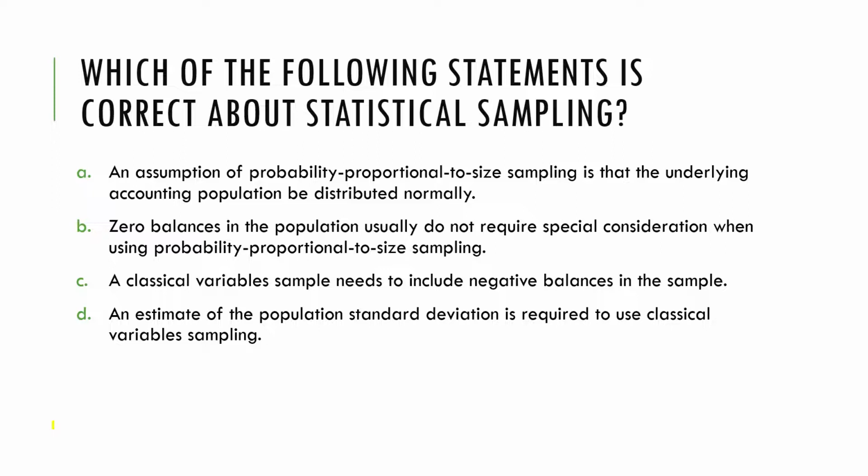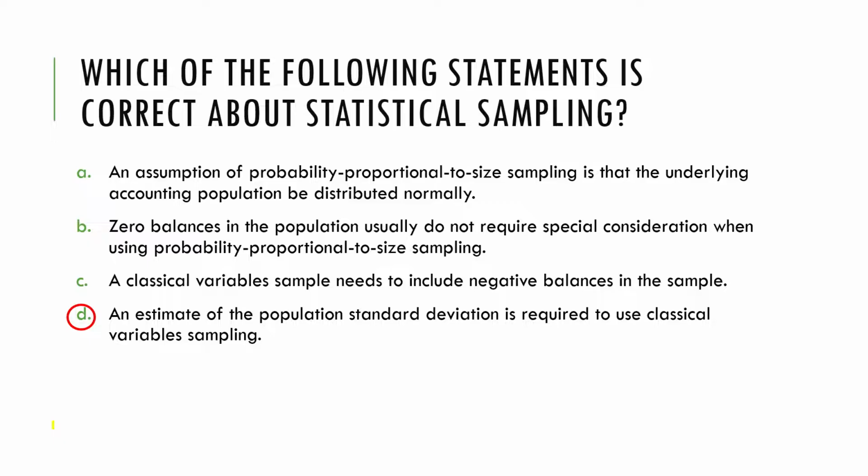Letter C, a classical variable sample needs to include negative balances in the sample. Okay, classical variable sample means to say not using PPS, assuming there's a normal distribution, those things. Or letter D, an estimate of the population standard deviation is required to use classical variable sampling. And actually, the true statement is D. We need an estimate of the standard deviation. We need to determine if the population is highly variable or not, okay, because a classical variable sampling would need to know what is the anticipated or expected distribution of the data.